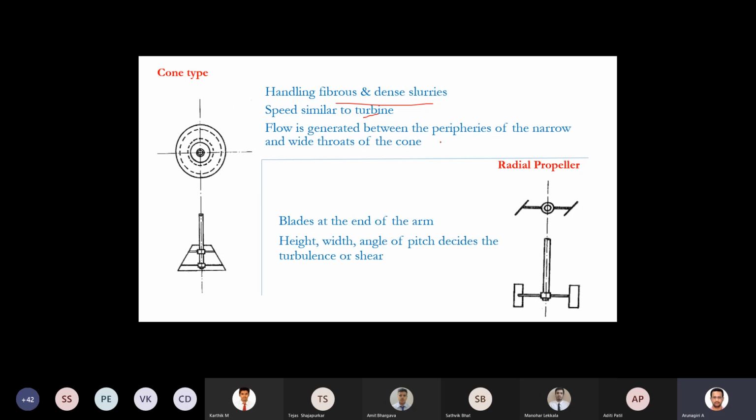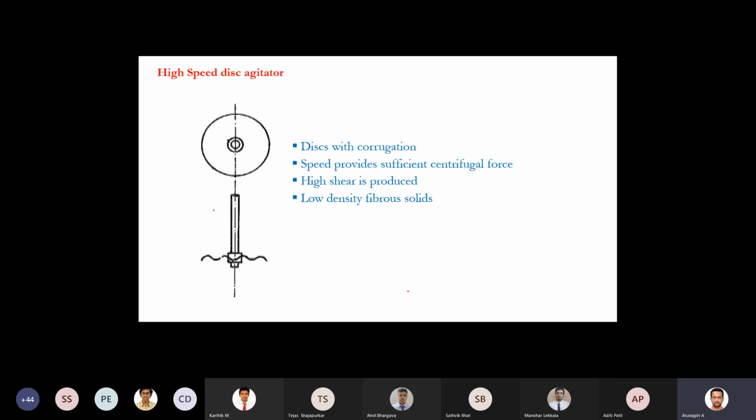Okay. Here, how is the flow generated? It is between the periphery of the narrow and wide rods, here and here. Because of this, the flow is generated. Okay. Then a radial propeller. So we have a blade at the end of the arm. The height, width, angle of pitch, angle and number of blades, everything decides how much turbulence is created. Based on the requirements, we will go for this type of propeller arrangement.